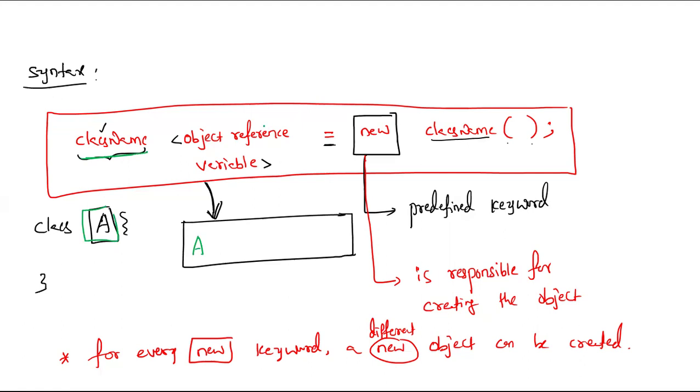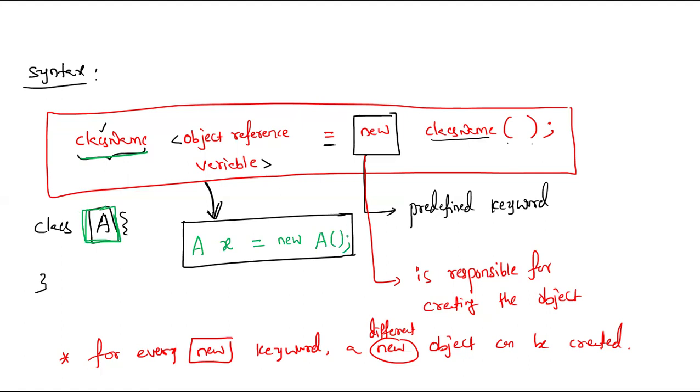Second, the object reference variable name. For example, say X is my object reference name. It's a variable name, that's all. Like int X we use, here also some X. Then followed by the equal to symbol or assignment operator. Then new is a keyword, it must be in lowercase letters. Next the class name, again A, then open and close parenthesis, semicolon. So this is the syntax of object creation for this class A.